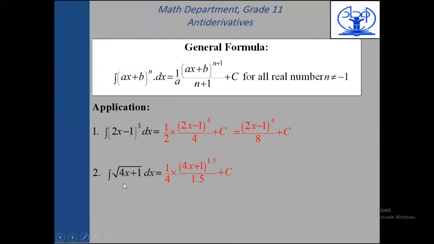Actually, radical 4x + 1 is (4x + 1) to the half, which is a linear expression to the power half. So yes, we apply this same rule by adding 1 to the half. It will be 1.5, and you divide by 1.5, but do not forget the slope of the linear expression. And this is the final answer. So don't forget, here you have to start by rewriting radical 4x + 1 as (4x + 1) to the half.